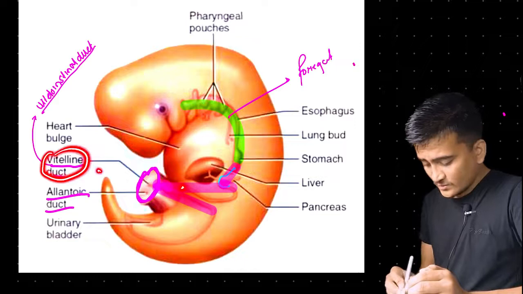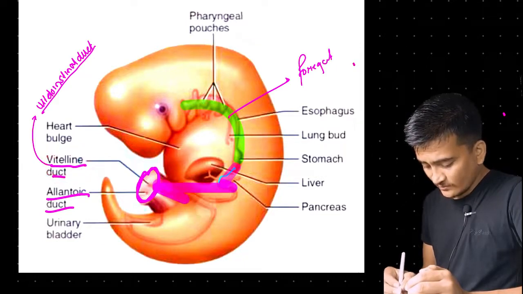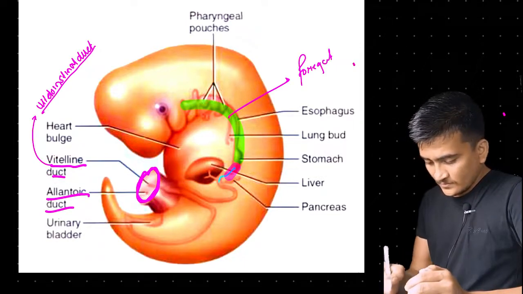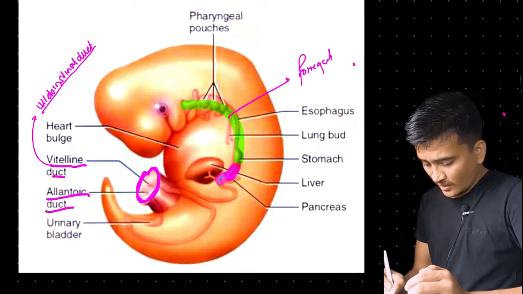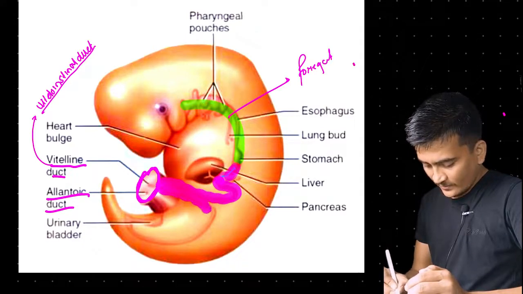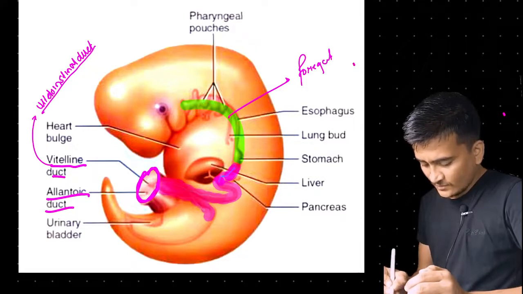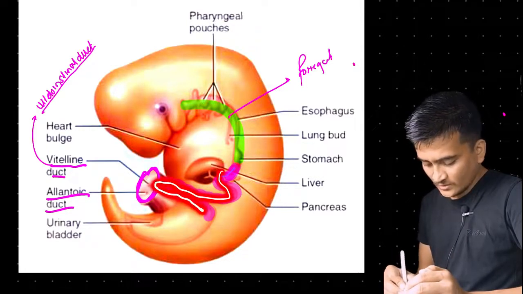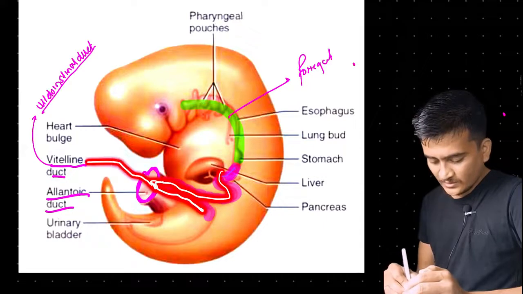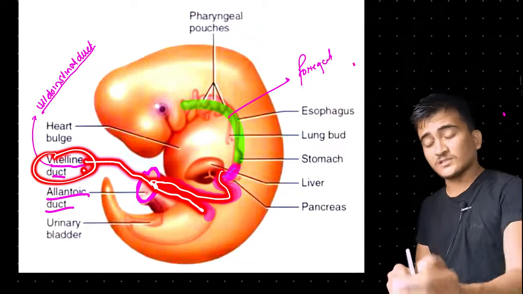the diverticulum. Let me show it clearly. This was our midgut, and if you watch carefully, this diverticulum of the midgut is our vitelline duct or vitellointestinal duct.